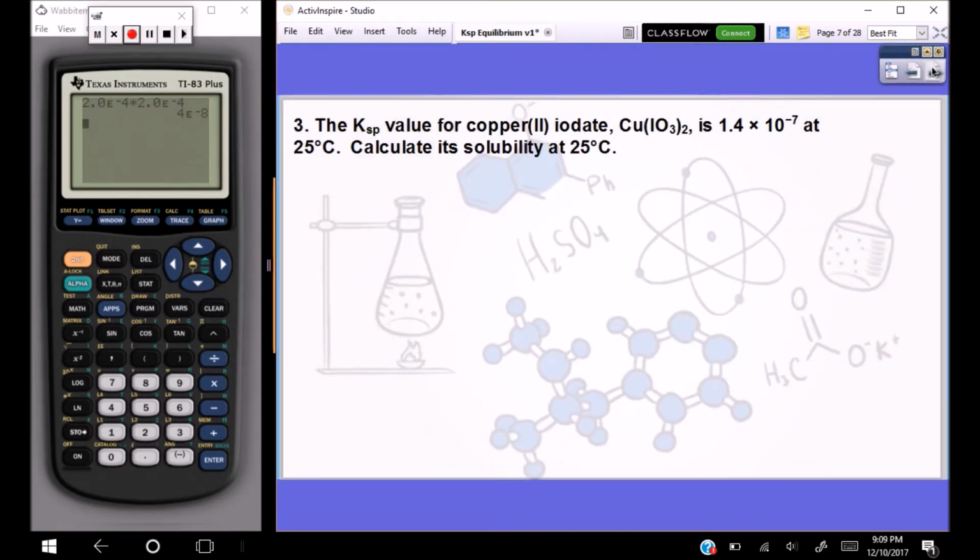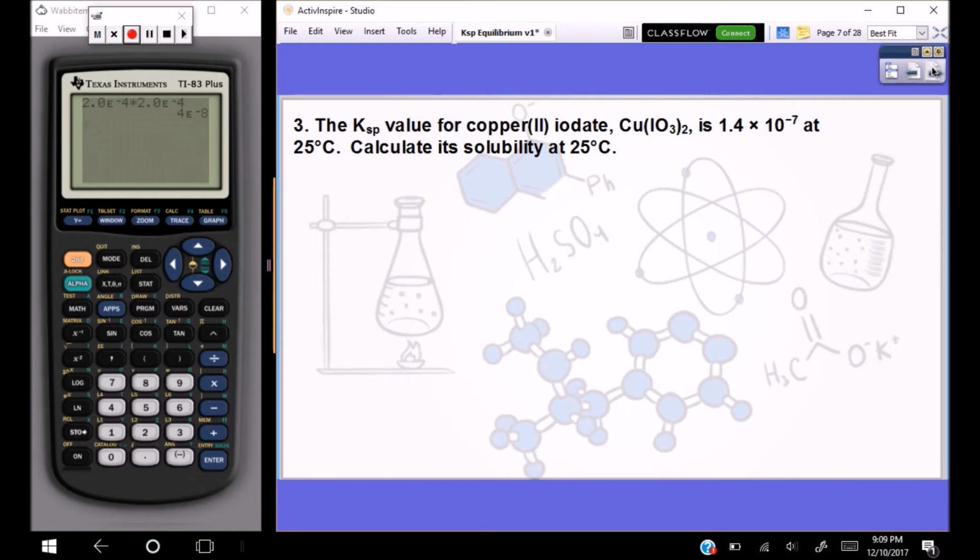So this is the third example. All three of these examples so far have been in the NAMESY packet. It says the KSP value for copper 2 iodate is 1.4 times 10 to the negative 7th at 25 degrees. Calculate its solubility. Whenever we're told to calculate solubility, we're talking about molar solubility, aka just a concentration.